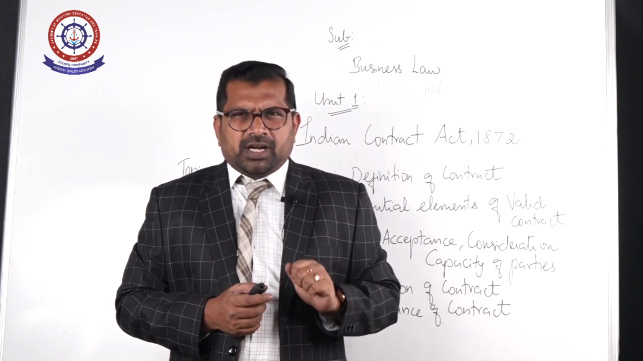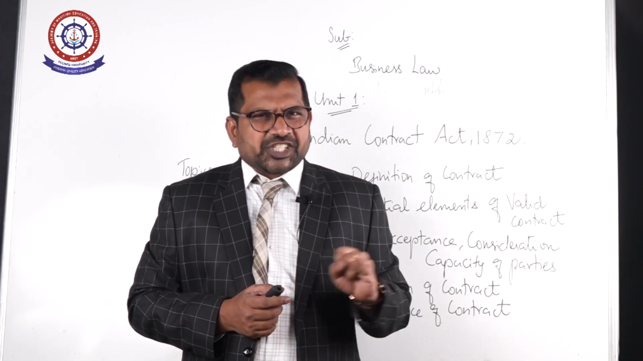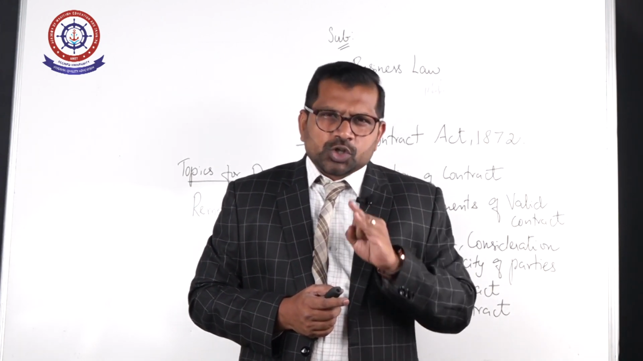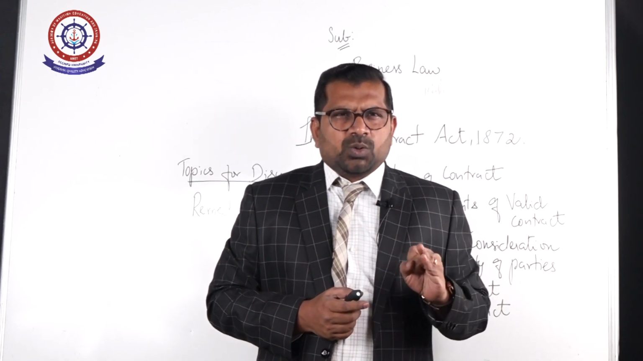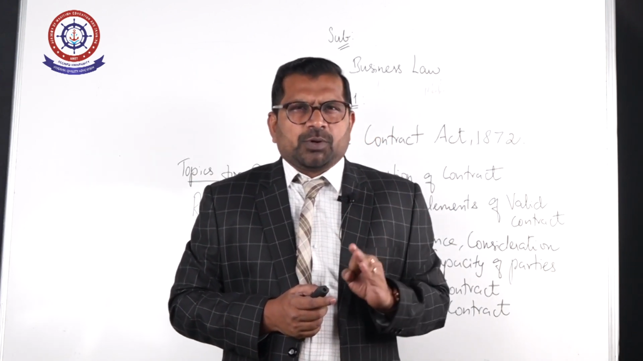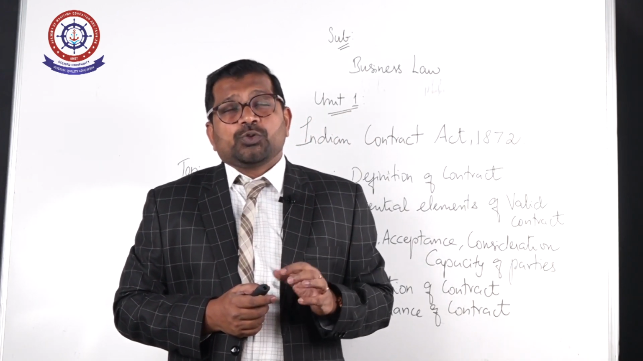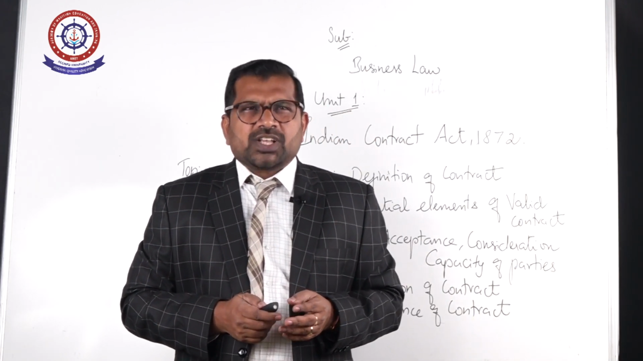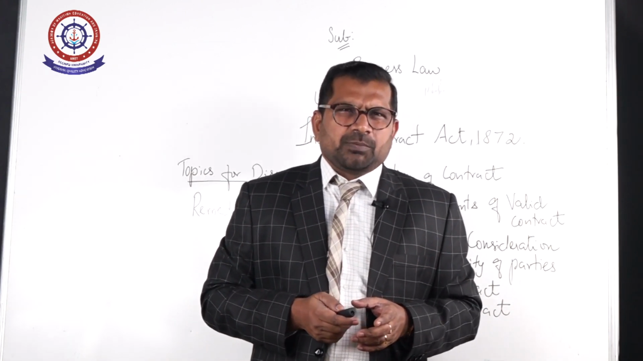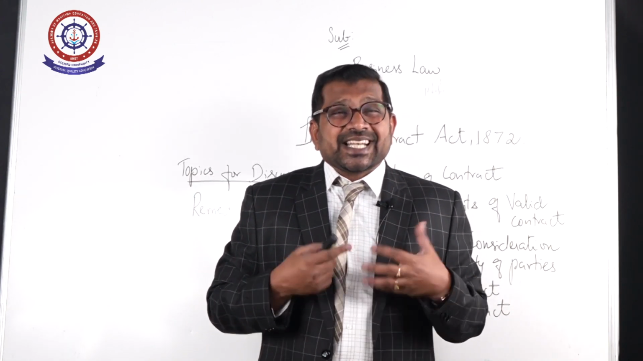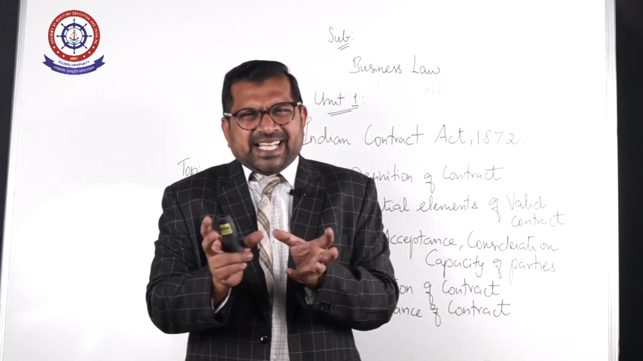Then the remedies for breach of contract. There are 5 important remedies. One is rescission, second is suit for damages, third is suit for specific performance, fourth is quantum meruit, and the next one is suit for injunction. So the first one is rescission. It is called setting aside the contract.